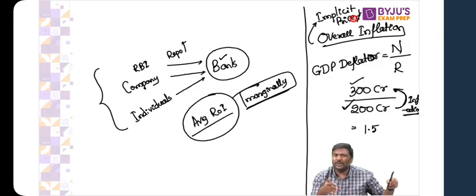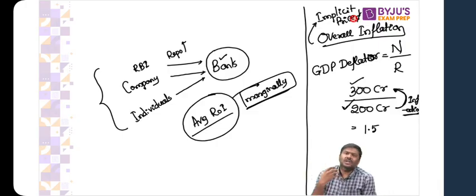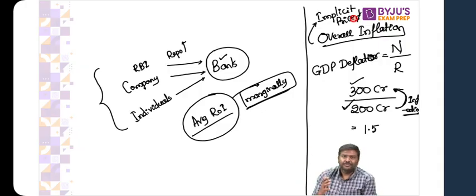What is vote on account and interim budget? Vote on account simply means the government will not announce a full year budget. The government will announce expenditures only for, let's say, the next 60 days, only the next 2 months. Why? Let's say in the next 60 days, elections will be conducted and a new government will be formed, and the new government will take care of the expenditure and the revenue part after the elections are over.